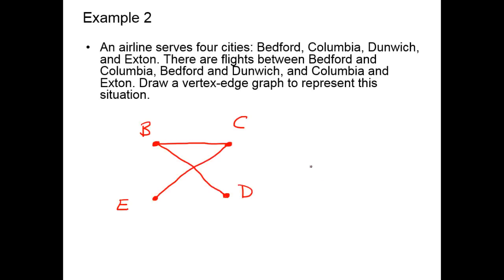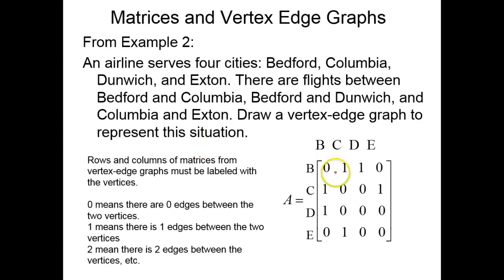Alright, so as I look back, see how there are flights between Exton and Columbia? So if I look here and I look at Exton and Columbia, that's why there's a 1 there. And that'll be duplicated from Columbia to Exton. That's why there's a 1 there.